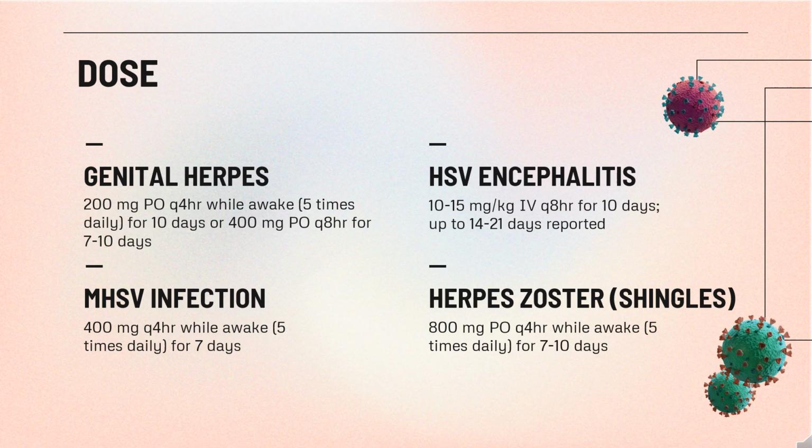Herpes simplex encephalitis: 10 to 15 mg/kg IV Q8HR for 10 days, up to 14 to 21 days reported. Mucocutaneous herpes simplex virus infection. Treatment in immunocompromised patients: 4 to 5 mg per kilogram IV Q8HR for 7 days, dosing up to 14 days reported. PO, off-label, 400 mg Q4HR while awake, 5 times daily, for 7 days. Herpes zoster, shingles. Acute treatment: 800 mg PO Q4HR while awake, 5 times daily, for 7 to 10 days.